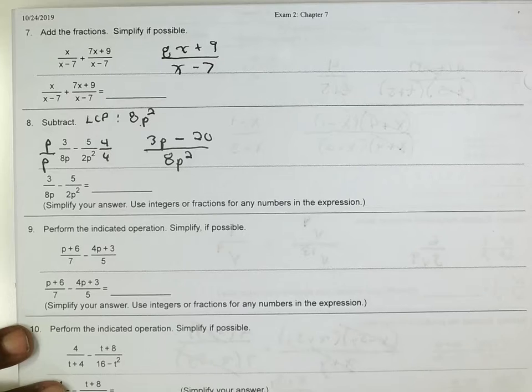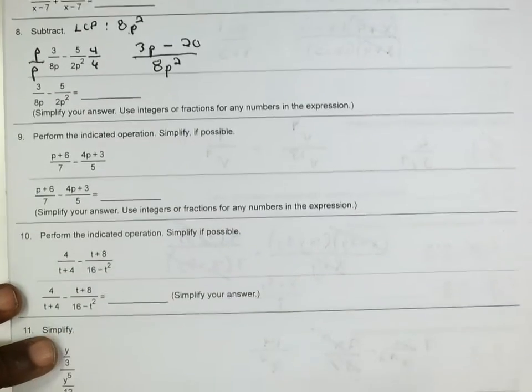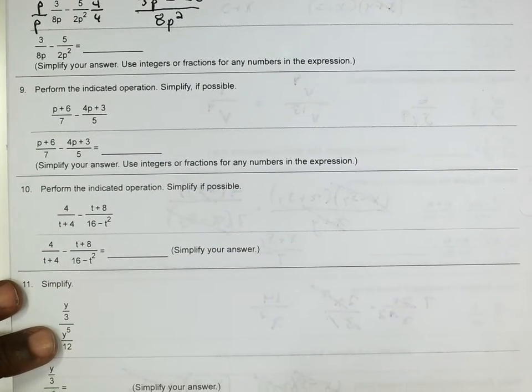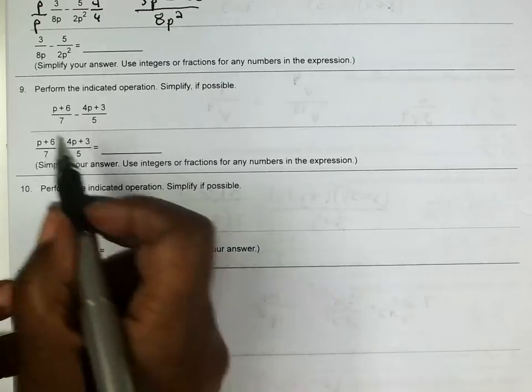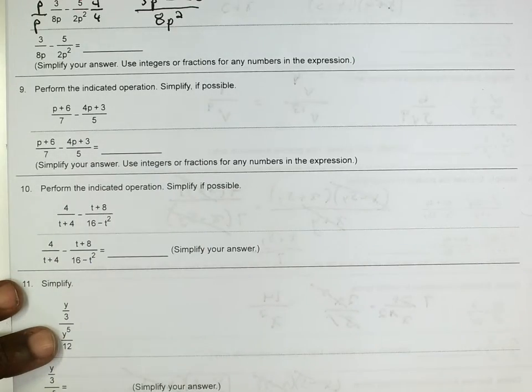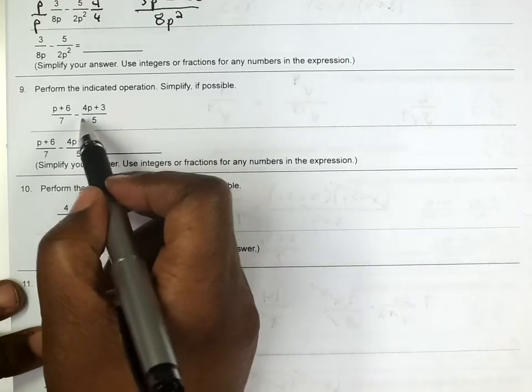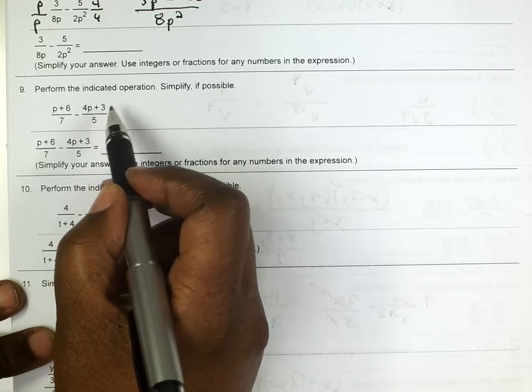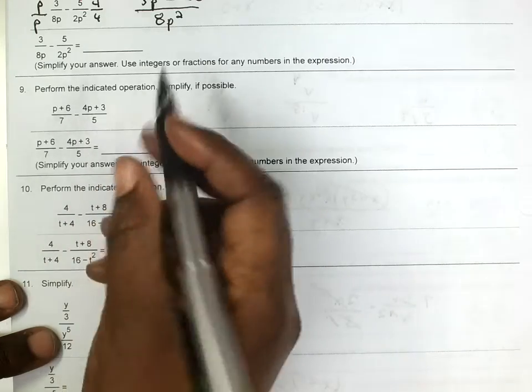Again, I can't factor that. If I could, I have to try and simplify it, but there's nothing to simplify. Number 9, I have another subtraction, and again, my denominators aren't the same. This one gets a little bit messier. It's a subtraction, but there's multiple terms, so I have to make sure I distribute that.